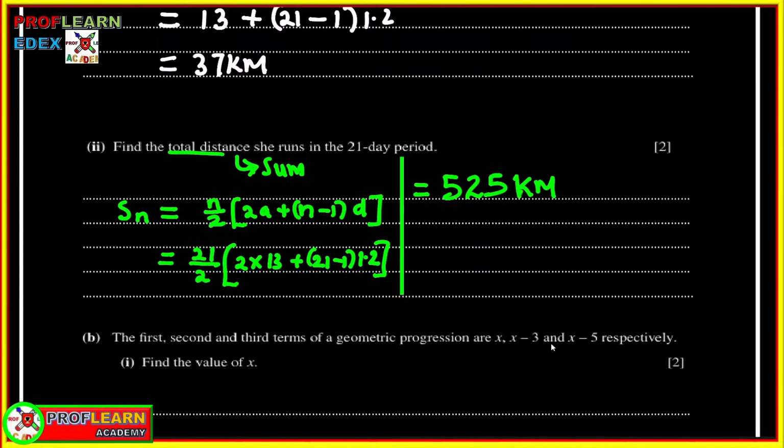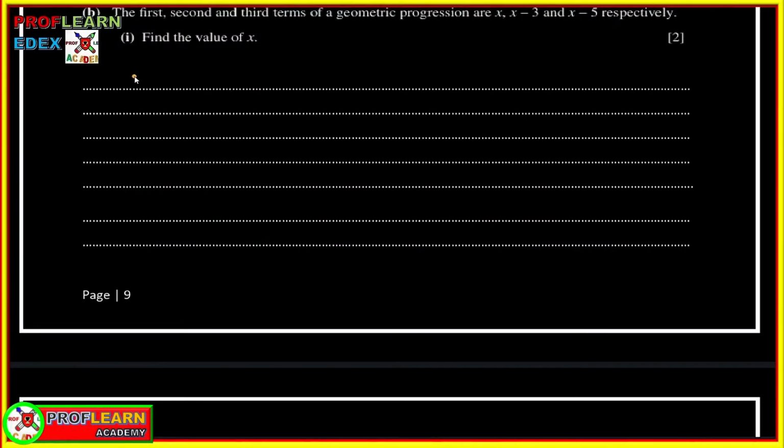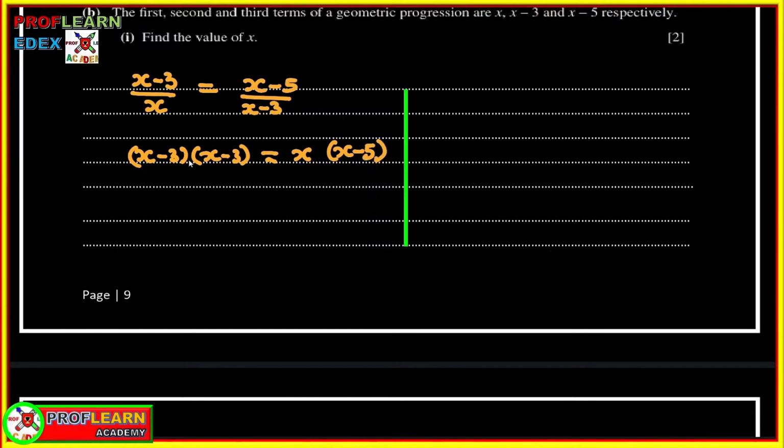Now, the first, second, and third terms of a geometric progression are x, x minus 3, x minus 5 respectively. Find the value of x. We know in order to find the common ratio, you take the number in front of the sequence, divide by the number behind it. So we're going to form an equation like that, which we are going to solve, and that will enable us to know the value of x.